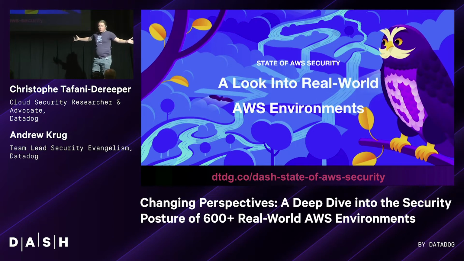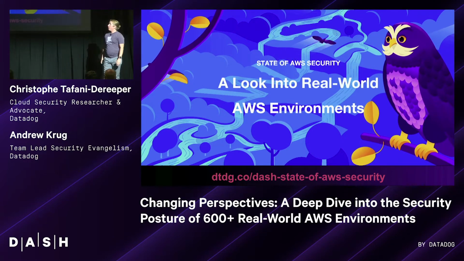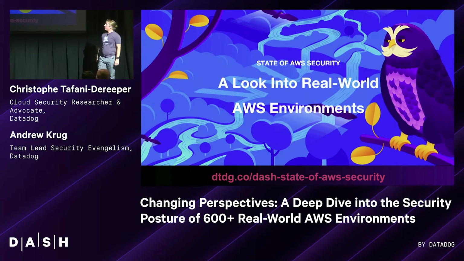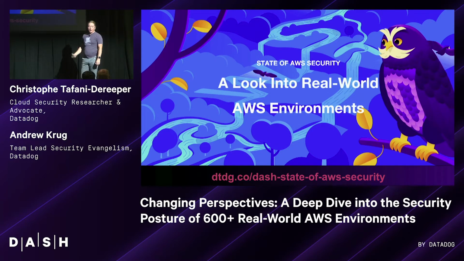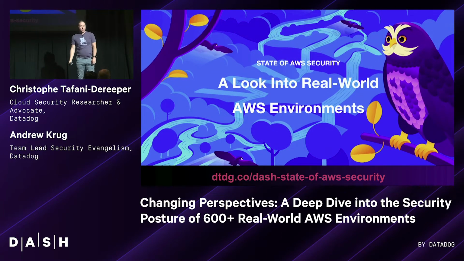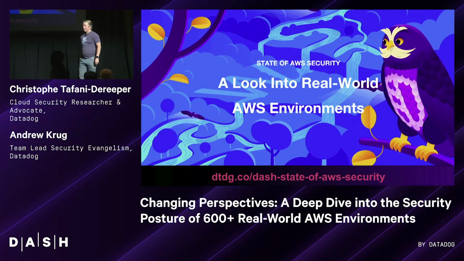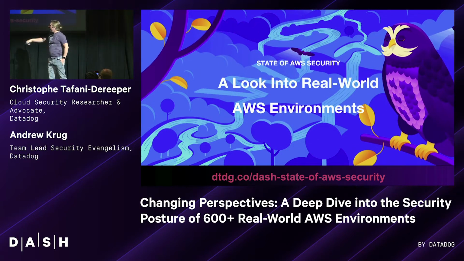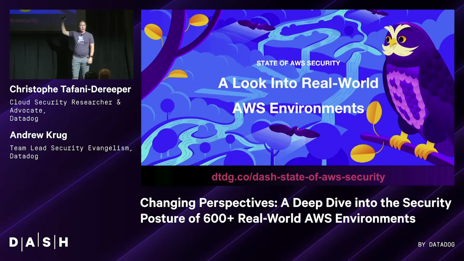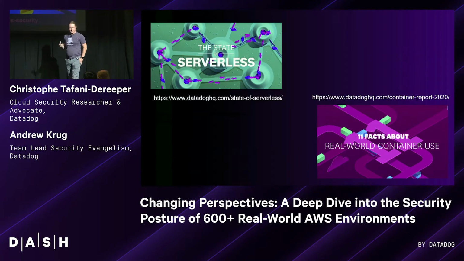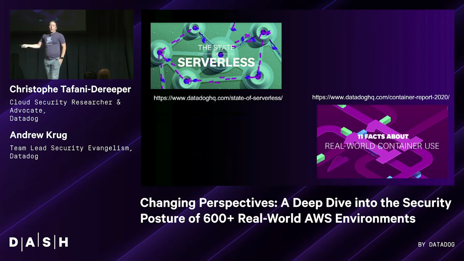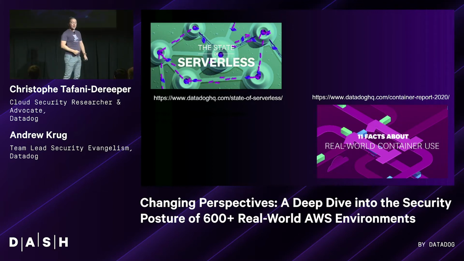Without further ado, let's look at the facts from our report, a look into real-world AWS environments. And again, that URL is up on the screen if you want to check out the reports. I love the hero that we have for this with the owl and the AWS river up there on screen. Looks great. This report is our first security report, but if you haven't heard about our other reports, we actually have a number of these research studies that come out each year, like State of Serverless and State of Containers. So you'll probably want to take a look at those as well.